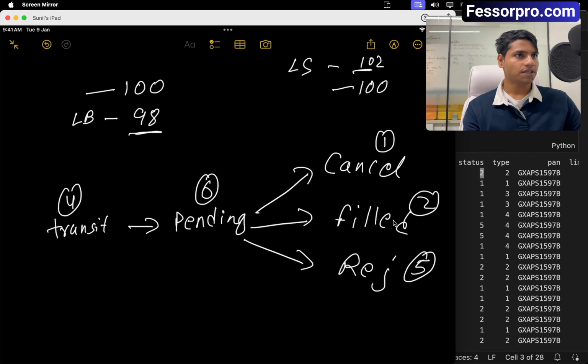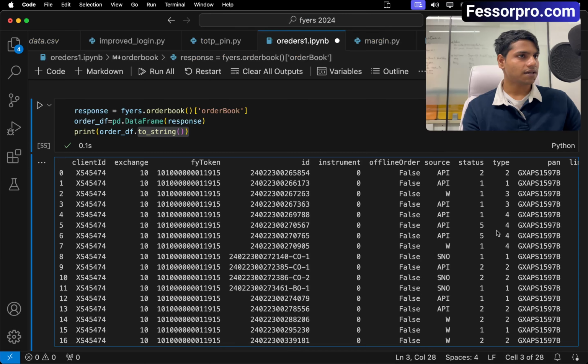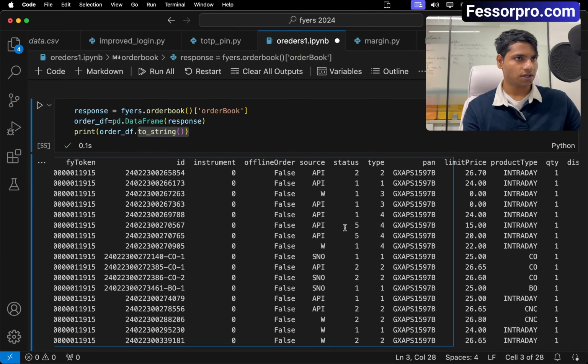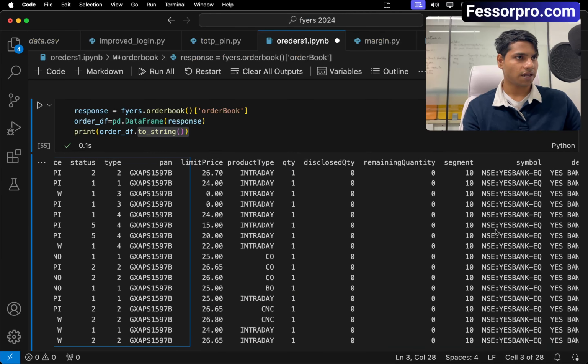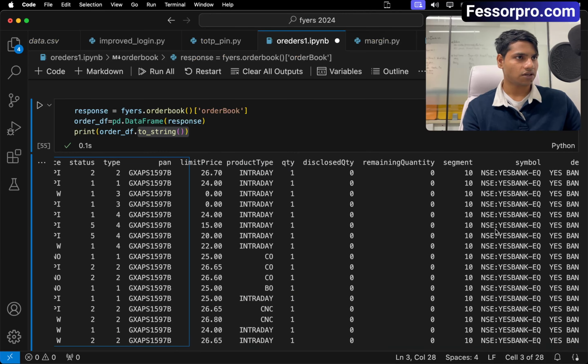Then there is 1. 1 means it was cancelled. You can also see 5. 5 means it was rejected. Whenever it is rejected, you always get a reason why it was rejected. If I scroll right, I should see the reason why these two were rejected. See, these are the two reasons.